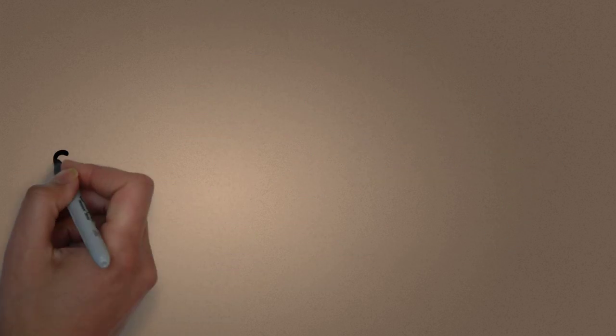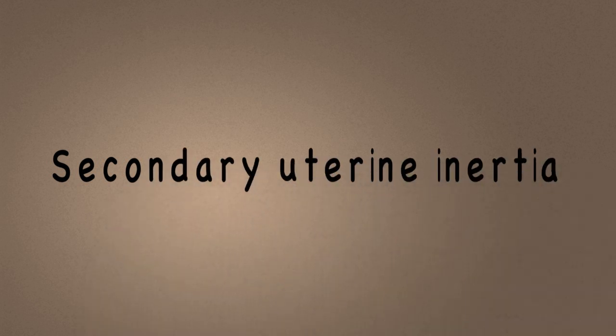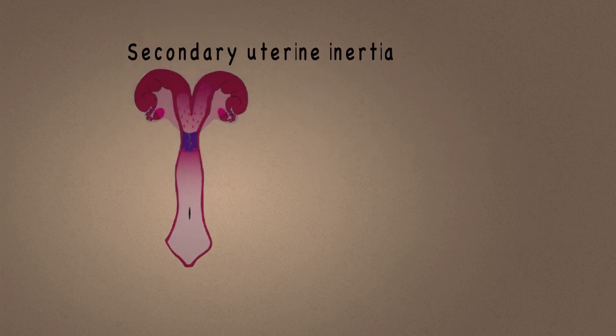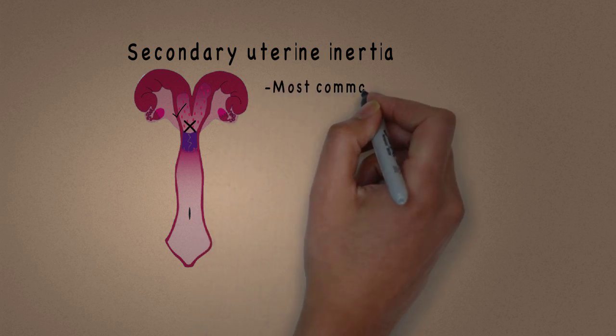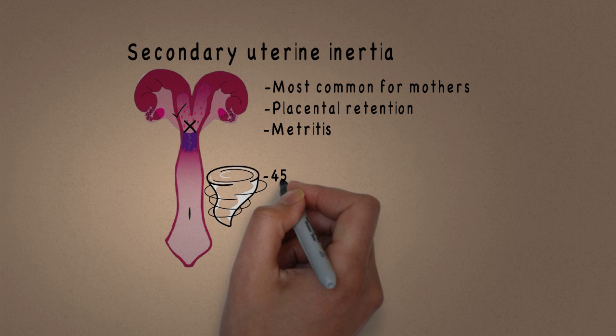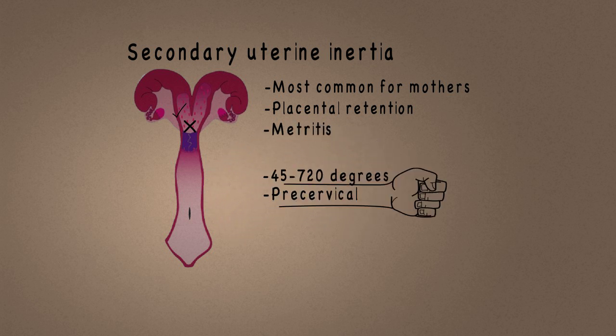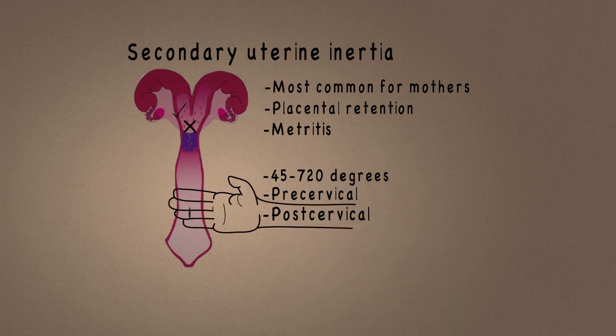The second uterine problem, which can cause a failure in the expulsion of the fetus, is secondary uterine inertia. This can be defined as the failure of the myometrium to contract due to an obstruction. It is the most frequent cause of dystocia related to mothers and can cause a placental retention and metritis. Normally, the obstruction of the myometrium is due to a uterine torsion. A uterine torsion is the rotation of the uterus 45 to 720 degrees. It can be precervical, in which case the diagnosis can be done by a rectal palpation, or postcervical, which is the more common and can only be diagnosed by vaginal palpation.